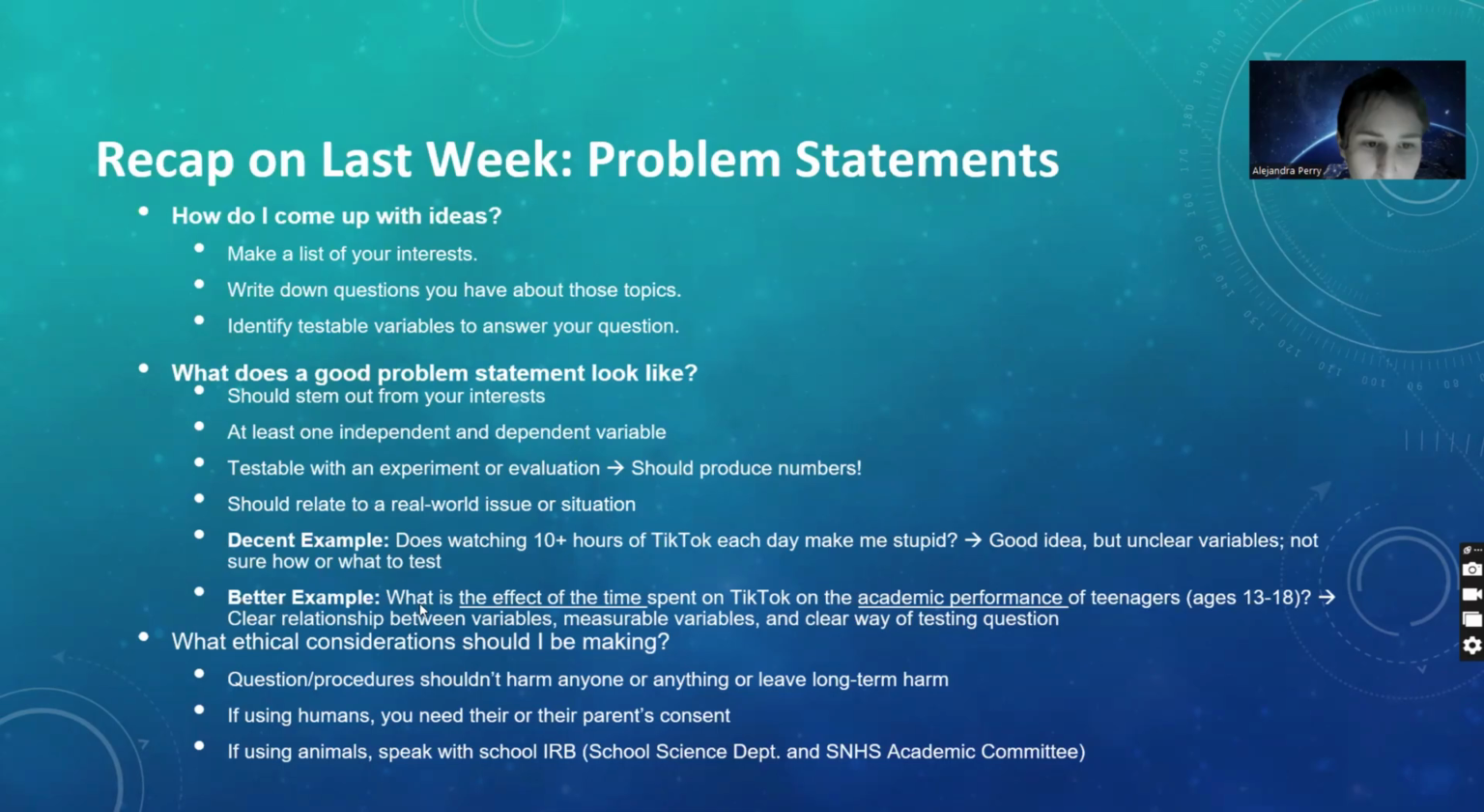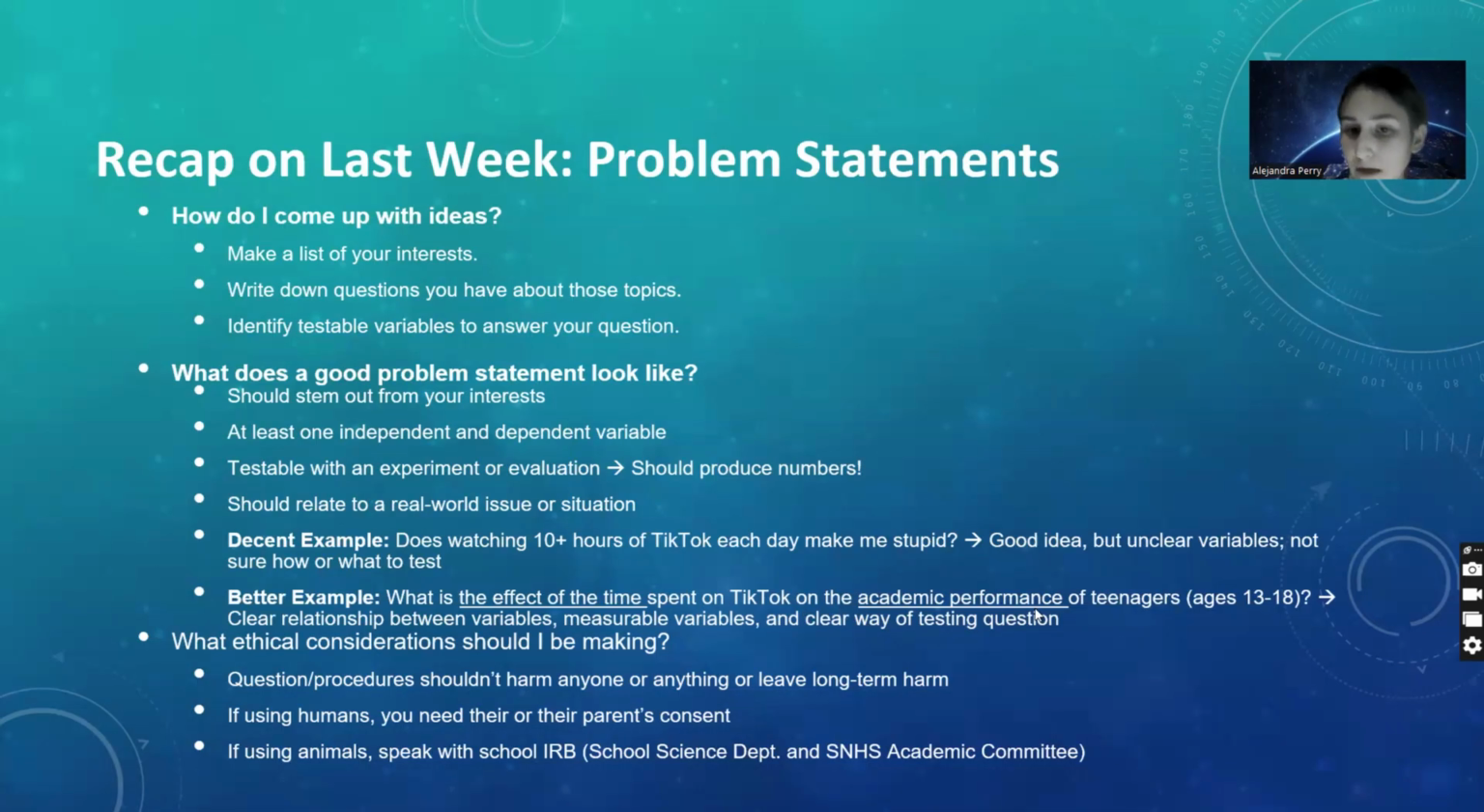So here's a better example. What is the effect of the time spent on TikTok on the academic performance of teenagers ages 13 through 18? That is pretty good. Why? Because look, you have your independent variable right here, the thing that you're modifying, the effect of time. That is literally your independent variable. So it's something that's measurable, it's something that you can identify, and it's something that you can change. That's beautiful.